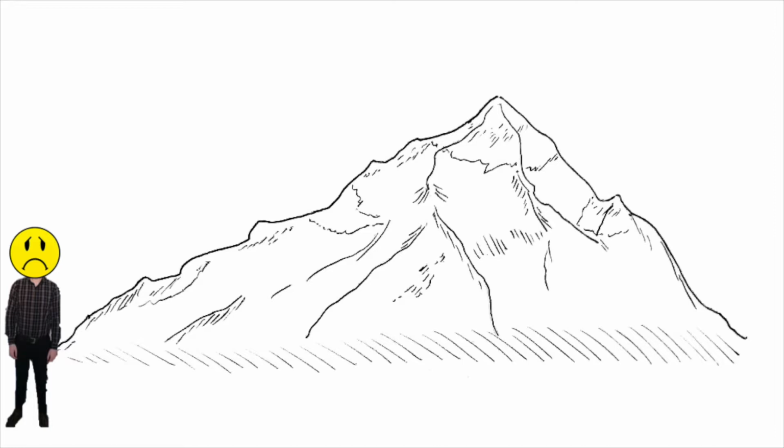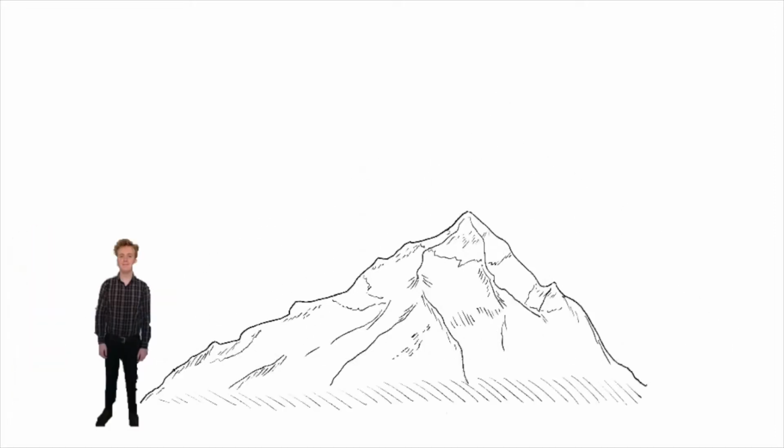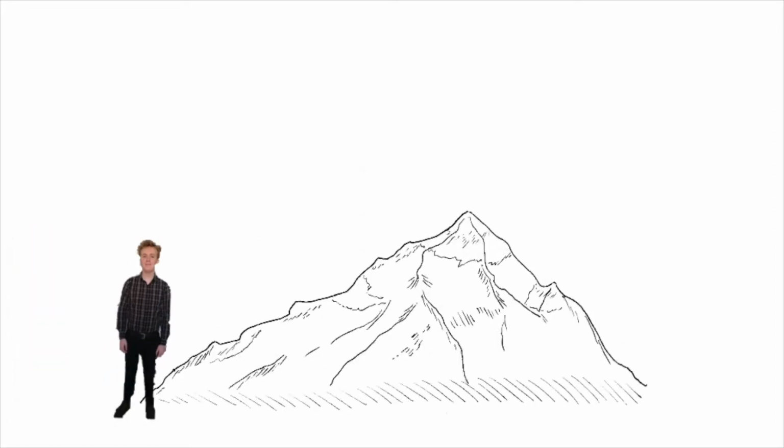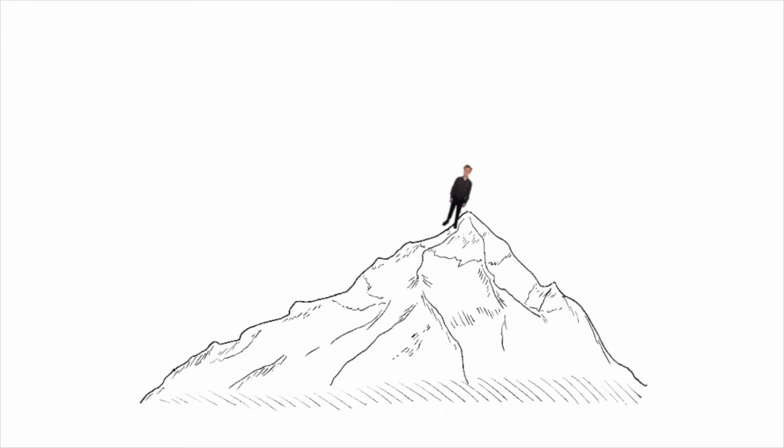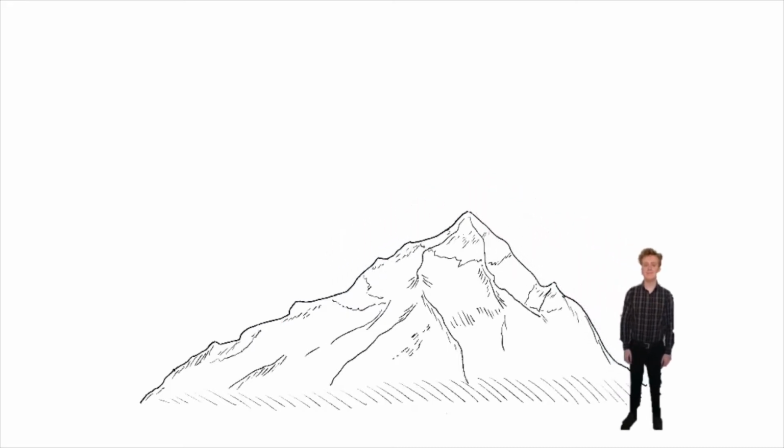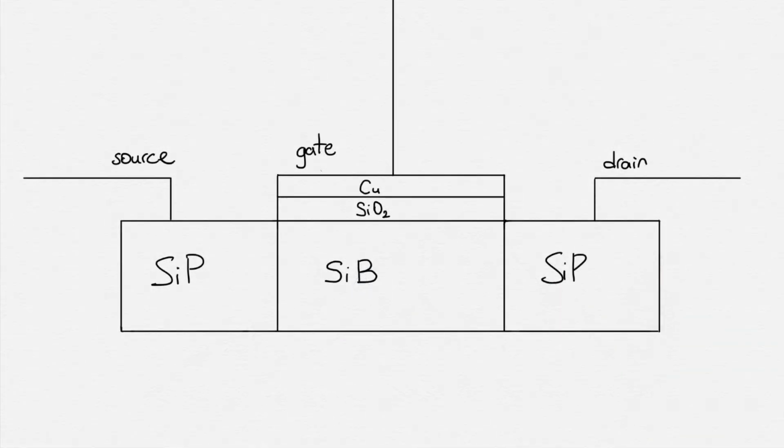So how do we allow Ewan to pass? We can lower the potential barrier, for example, make the mountain smaller. In a transistor, this is done by applying a certain amount of voltage to the gate. This is the on state of the transistor.